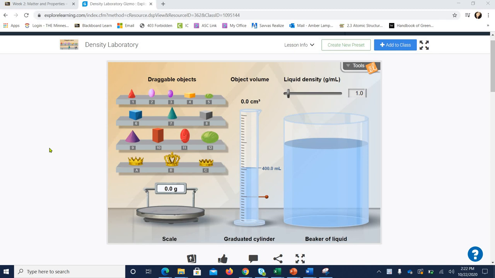Now you'll notice when you look at my screen that there are 1 through 12 unknowns. We are not going to use the crowns, so all the unknowns will be found on the first 3 shelves. Again, you will pick the 6 unknowns you want to use, as long as you don't double up with a friend or sibling if you have one in the class. You will want to make sure you write down the unknown numbers as well as the appearance of each one.